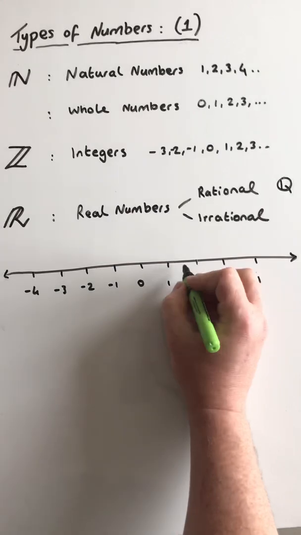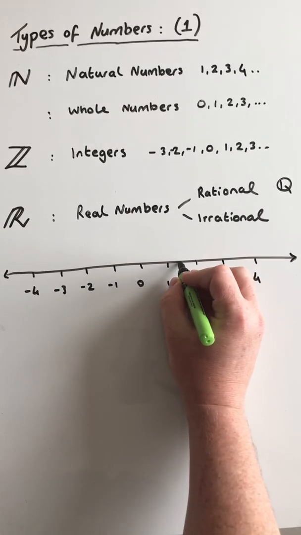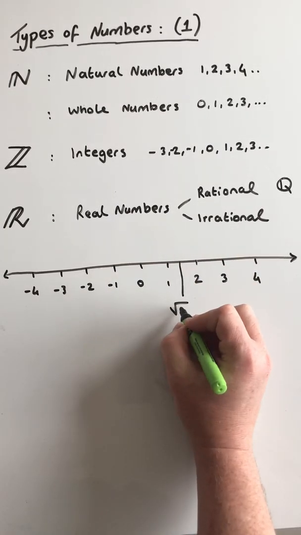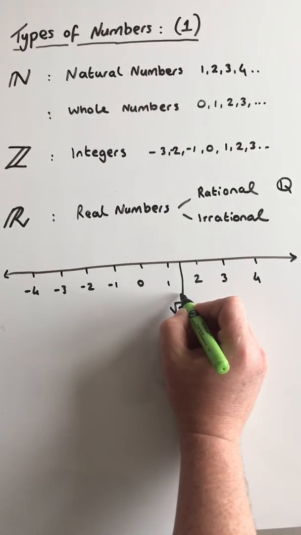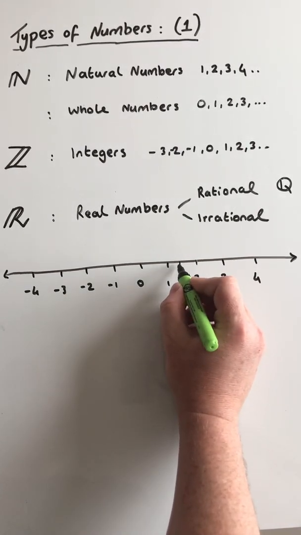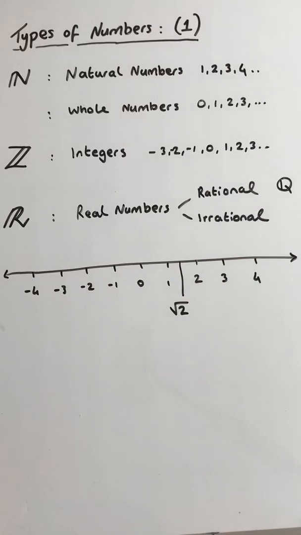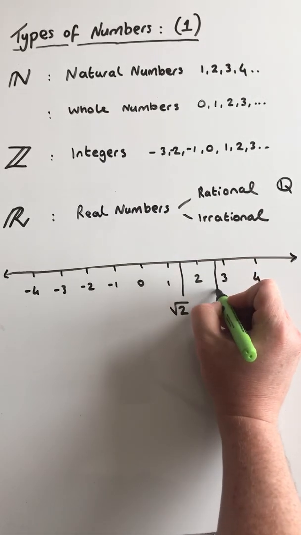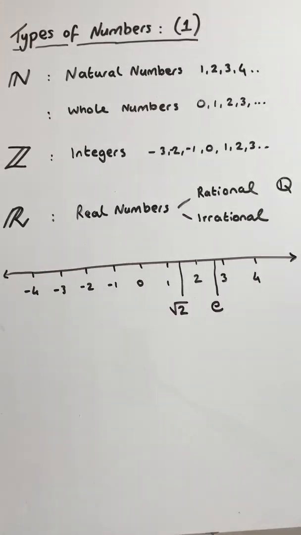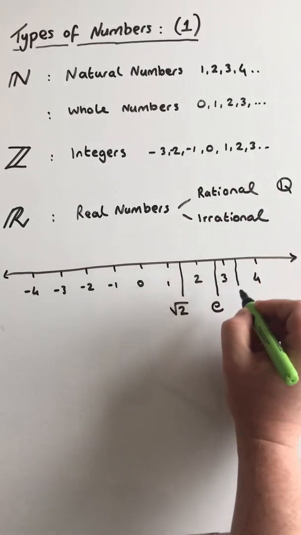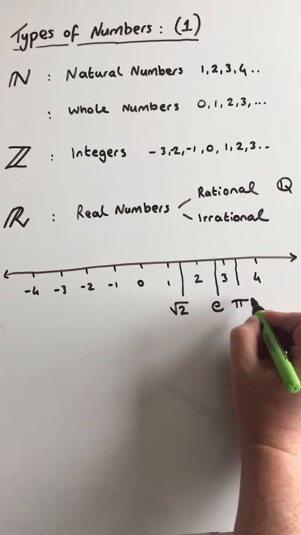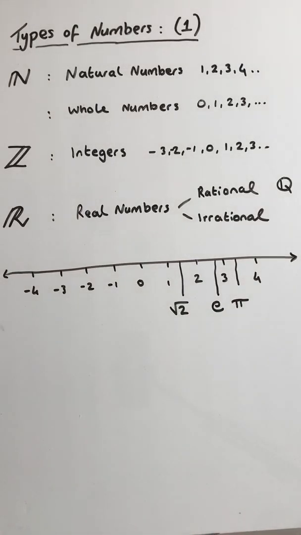Okay, so an irrational number which you might meet, in fact you will meet, something like √2. That's an irrational number, that sits somewhere in between 1 and 2. We've also got a lovely number e, and also a favourite in geometry, pi. You'll definitely have seen that somewhere.